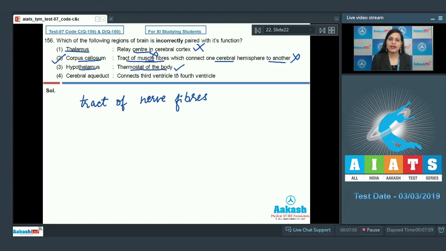The next match given is hypothalamus, and the match is thermostat of the body. And as it is also a correct match, so this cannot be a correct answer to our question, because hypothalamus contains center which regulates the body temperature, and so it is considered as thermostat of the body. The last match is cerebral aqueduct, and the match is connects third ventricle to the fourth ventricle. And as it is also a correct match, so this cannot be a correct answer, because cerebral aqueduct connects third ventricle to fourth ventricle, and the correct answer to this question is option number 2. Let's discuss our next question.